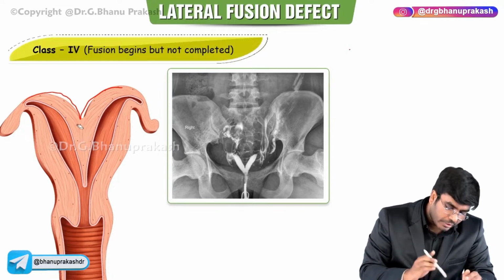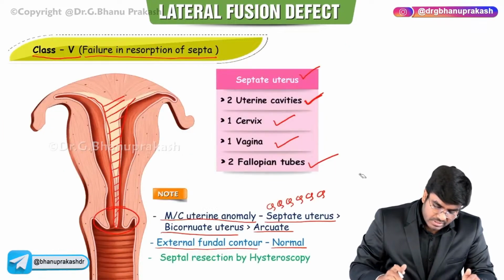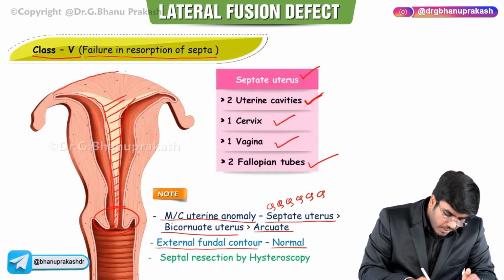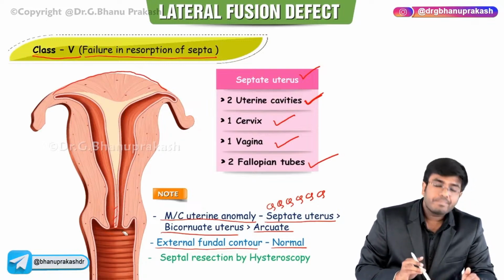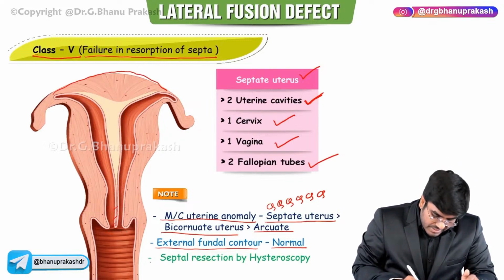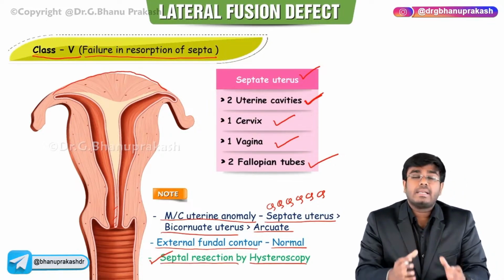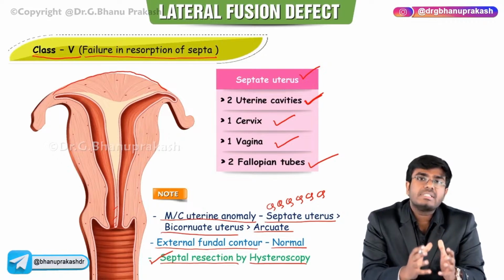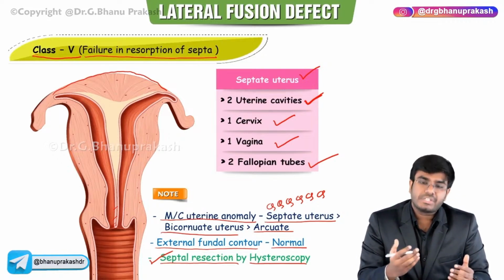This is a bicornuate uterus, and here you have a dip. But please concentrate, guys: the external fundal contour in a septate uterus is absolutely normal. Now, septal resection, a surgery done by hysteroscopy, is the treatment for the septate uterus. If there are recurrent abortions, what you can do is this septal resection.